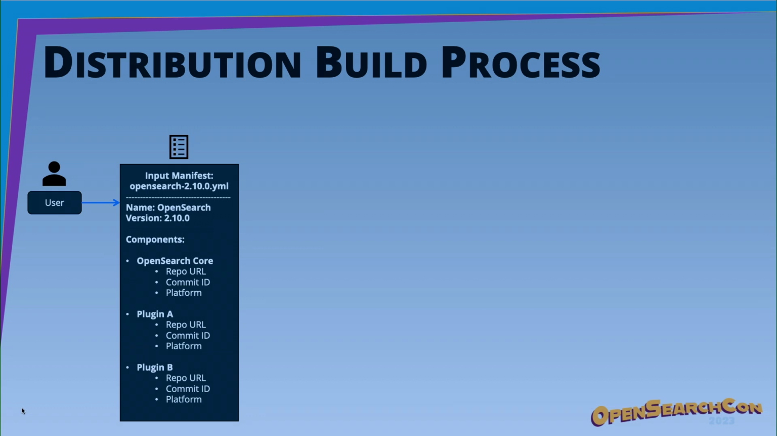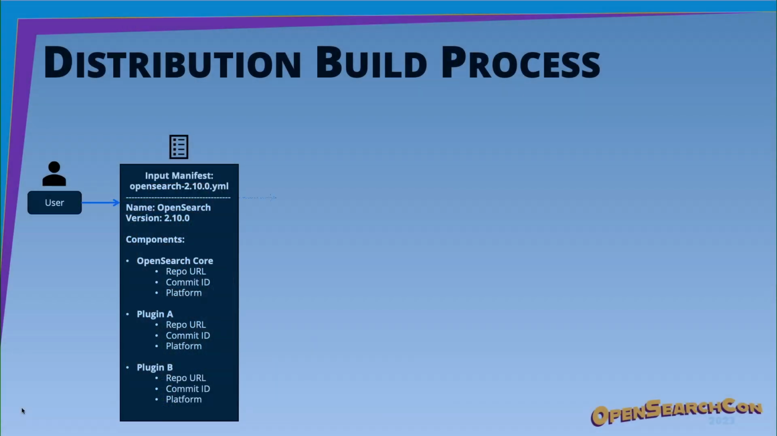Under each component, you'll have multiple fields. I just took 3 of them as example. You have the GitHub repository URL, so you'll be able to find the source code. You have the commit ID, so you know the reference of this source code you want to pull. For example, version 2.10, then you want to pull the 2.10 branch in order to build the code correctly. You have the platform, so let's say you support Linux and Windows, you're going to put both of them there.